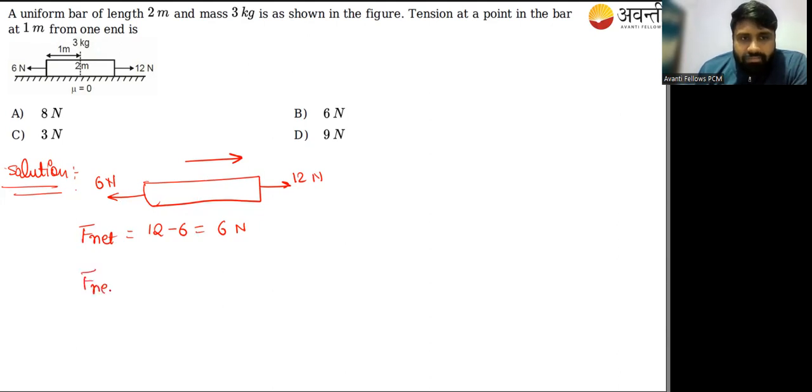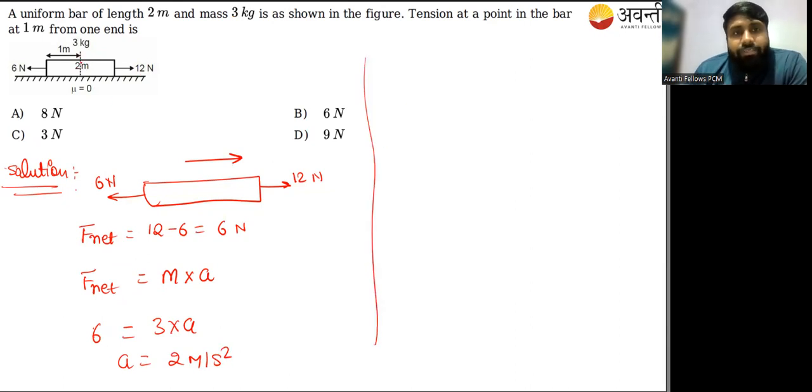So this force causes the acceleration in this object. So F net is equal to mass of the uniform bar into acceleration. The mass is given to you as 3 kg. F net is 6 Newton, 3 kg into acceleration. Acceleration you have as 2 meter per second square.